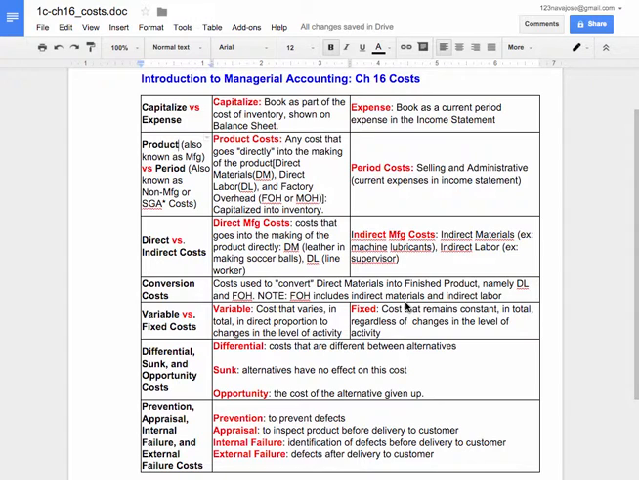Quality costs are all listed there: prevention, appraisal, internal, and external. And I don't think that's actually listed in your chapter, but that's okay. I just wanted to give you a broad overview of the different terms for costing. Now let's talk about cost flows.